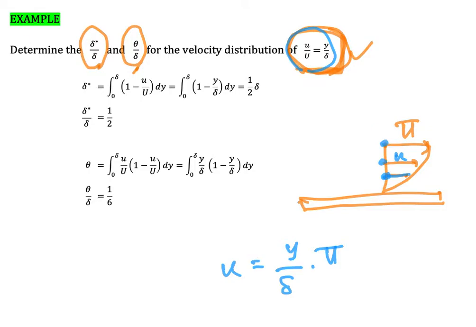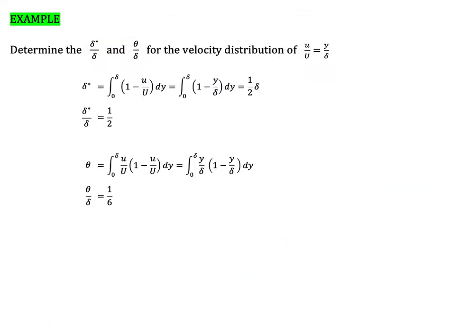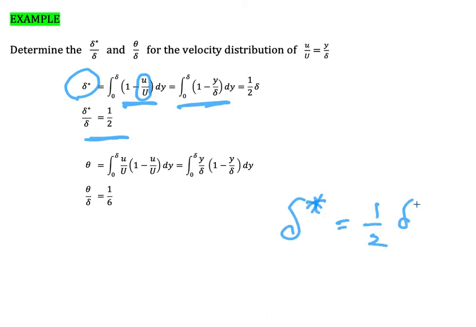If we need to determine the value of delta star and theta, for delta star we start with the equation, substitute the value of u over U, and then integrate from 0 to delta. Then we could get delta star is equal to 1 over 2 delta.